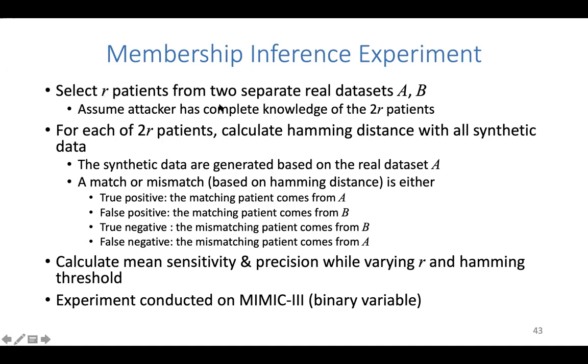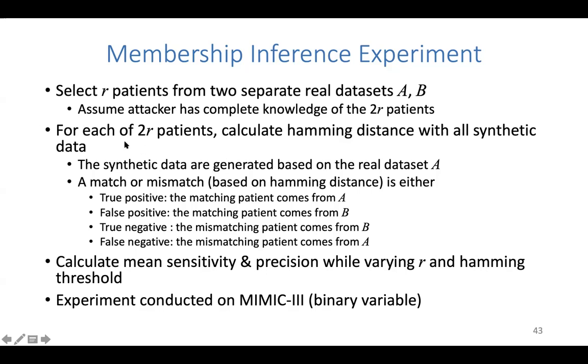So we select 20 patients. So 10 from a real data set A and 10 from another non-overlapping data set B, so 10 from each. So the attacker has complete knowledge of 20 patients. And for each of the 20 patients, we calculate a Hamming distance with all synthetic data. So we have a bunch of synthetic data, like 1 million synthetic records, or whatever. So we have a huge amount of synthetic records. And for each of the 20 records, we calculate Hamming distance with each and every synthetic record.